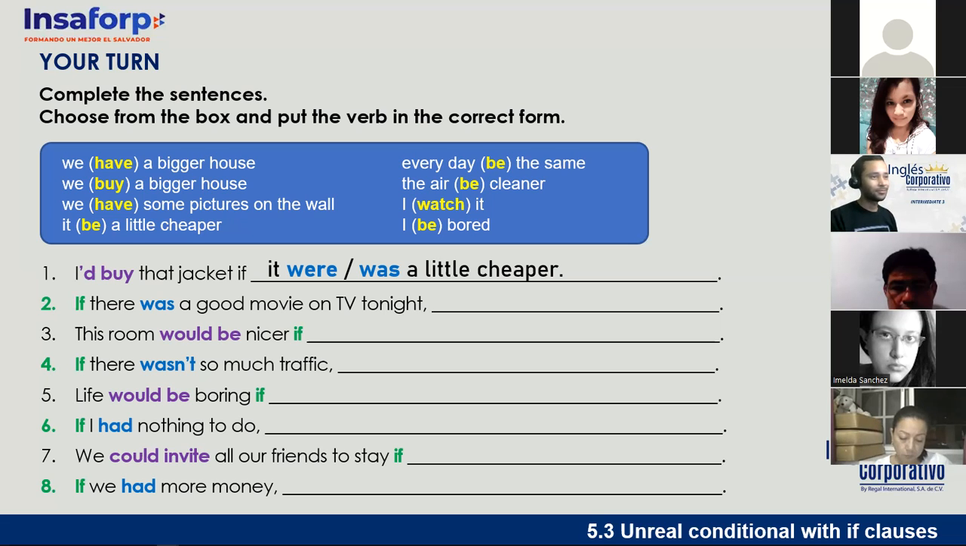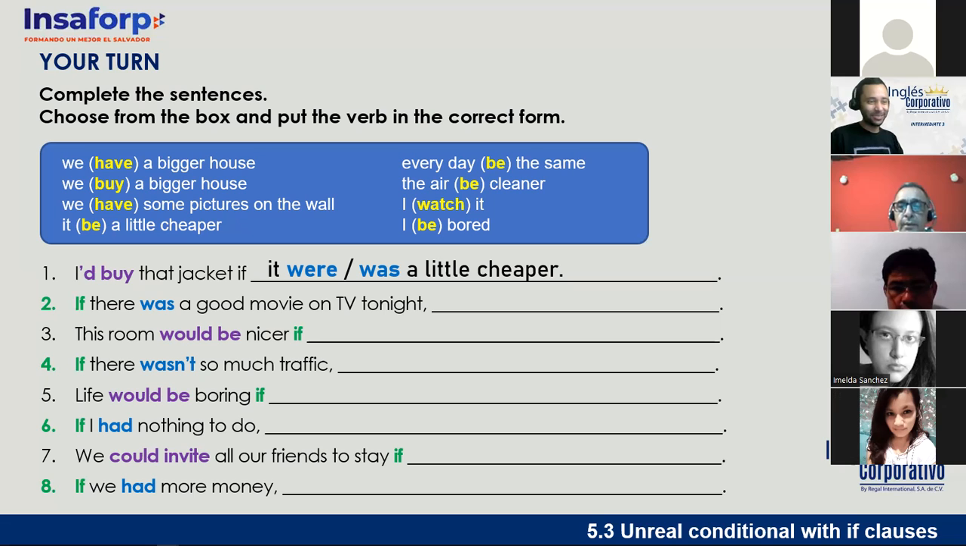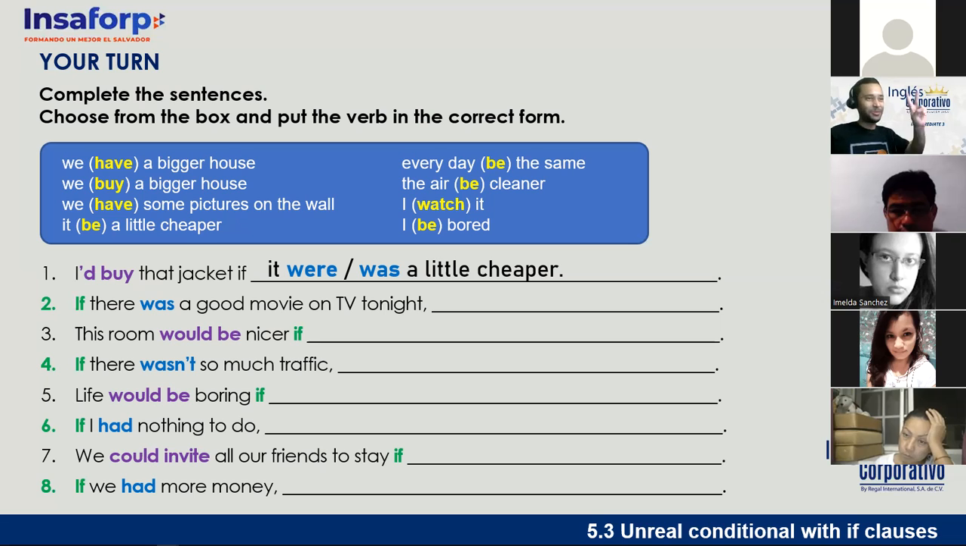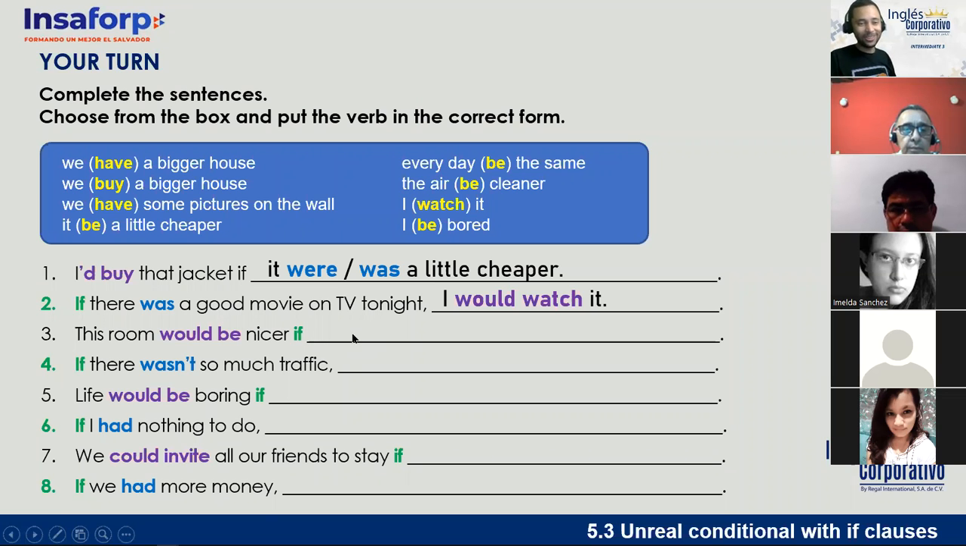This room, I think, could be nice. Oh, well, if we have some picture. Okay, that is the correct answer. Thank you, Stella. That is the correct answer. But we skipped one. Nos saltamos una ahí, pero sí, esa es la respuesta de la número tres. Pero veamos, tal vez Alejandra. I'm sorry. It's okay. Don't worry. Okay, what about number two, Alejandra? There was a good movie on TV tonight. I will watch it. If there was a good movie on TV tonight, I will watch it. Correct. Very good. And then Estela helped us with number three. Okay, that was good. Also, this room will be nicer if we had some pictures on the wall. So Alejandra and Estela, thank you very much.